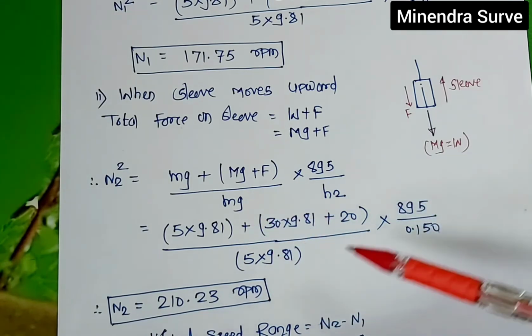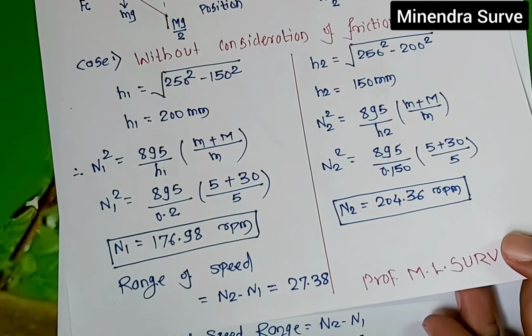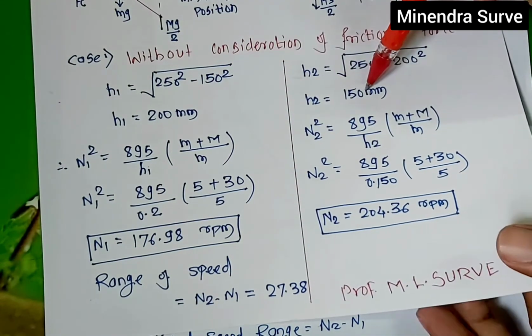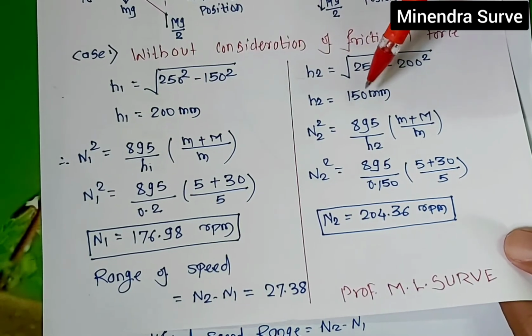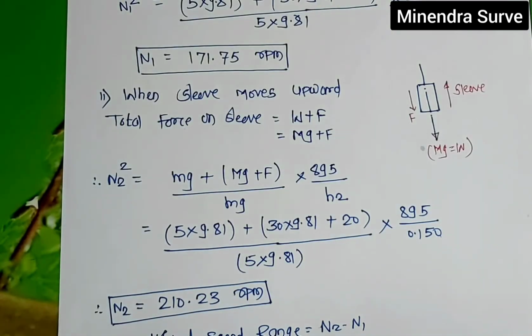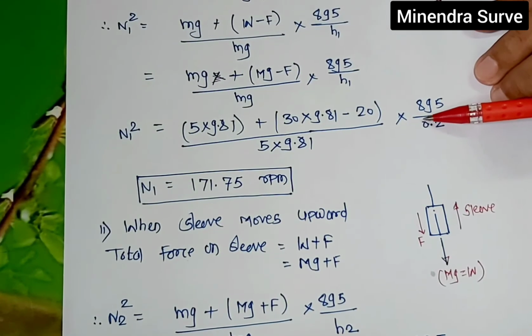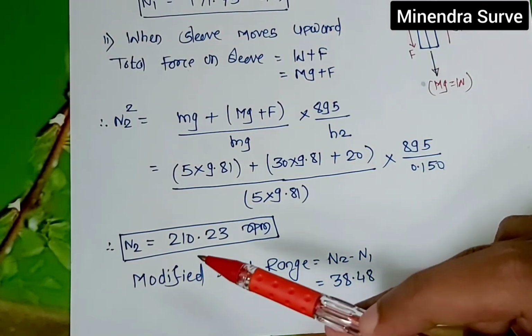What is different here is putting the values of h1 and h2; you have to use the previous data that we have already calculated, and that previous data is nothing but here. Look here, we have already calculated h1 as 200 mm and h2 as 150 mm. You have to use that data in the N1 calculation and N2 calculation with consideration of frictional force. Here we have used h2 as 0.150 and here we use h1 as 200 mm, that is 0.2 meter. Okay, after calculating this, you will get the answer N2 equal to 210.